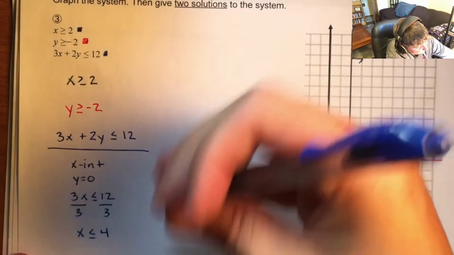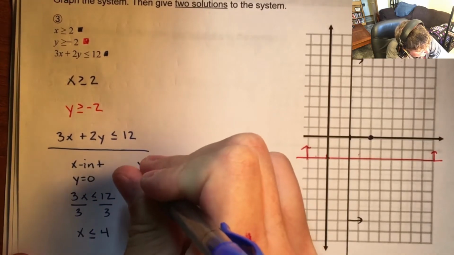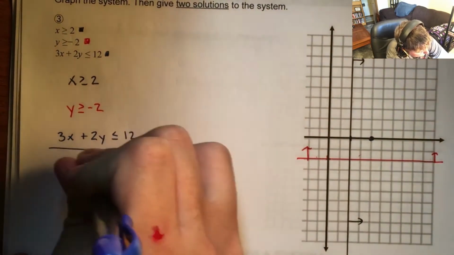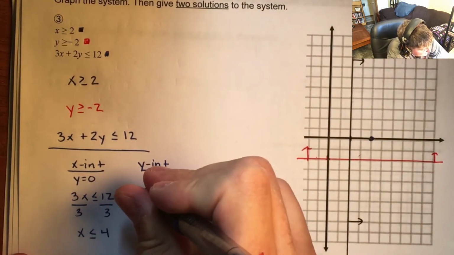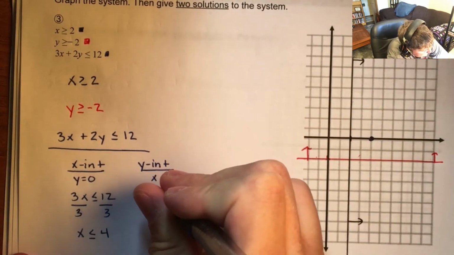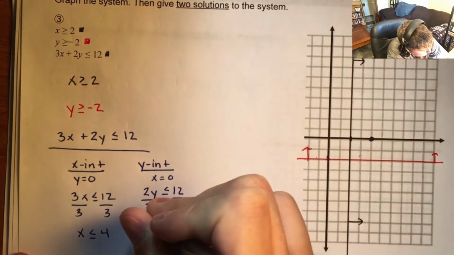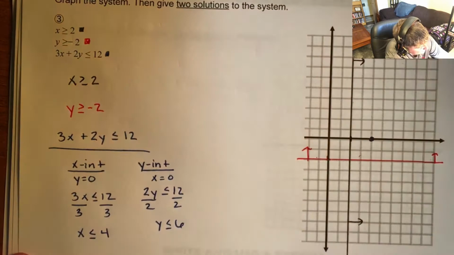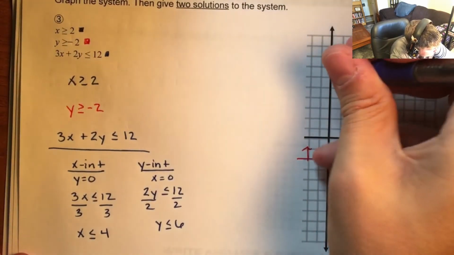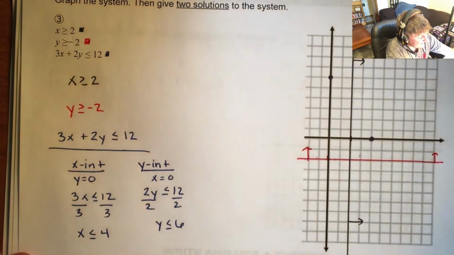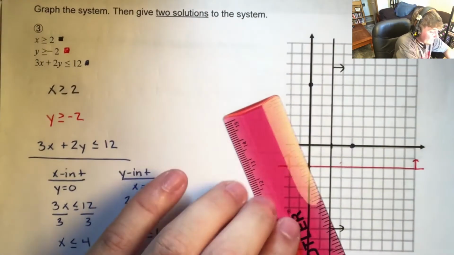Okay, and then we have to find the y-intercept, which means that x is 0. So that means that 2y is less than or equal to 12. Divided by 2, y is less than or equal to 6. So we have to find y value 6: 0, 1, 2, 3, 4, 5, 6. And when I connect them, are they going to have a bold or a dashed line? They are going to have a bold line.